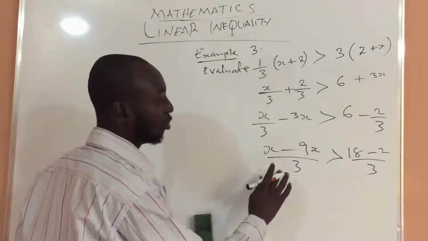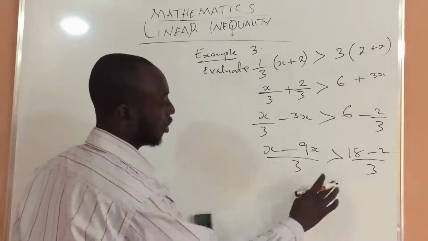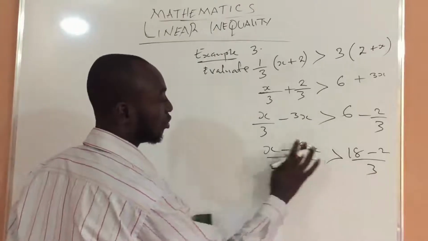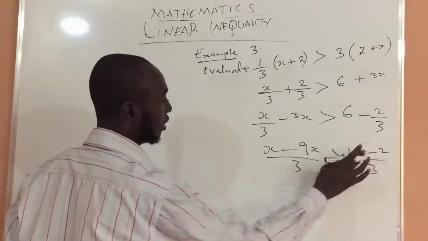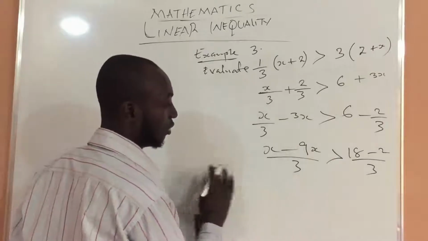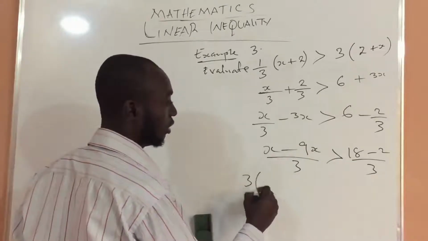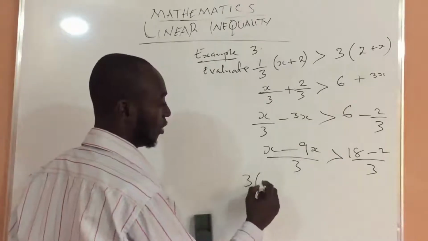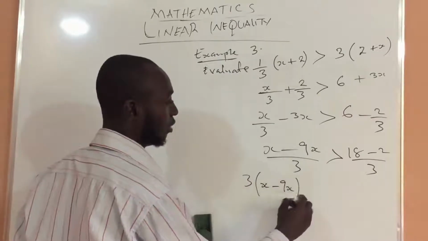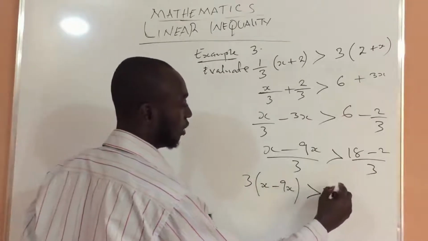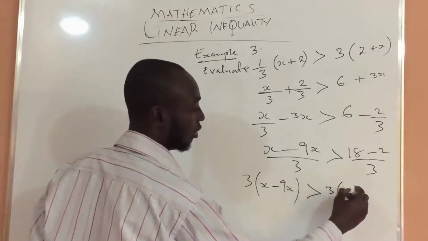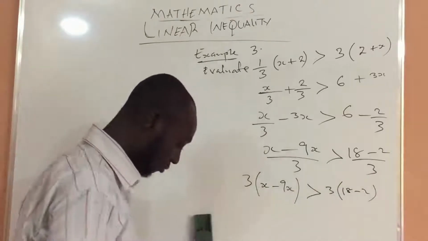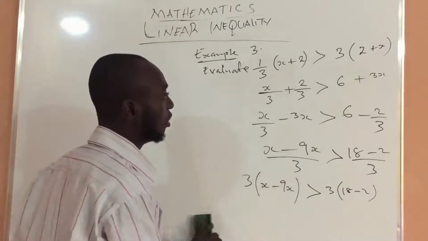So this one, what I'm going to do now is to bring this to this place, then this to this place. So that will give us 3 in brackets s minus 9s is greater than 3 in bracket 18 minus 2. So let me wipe this off.